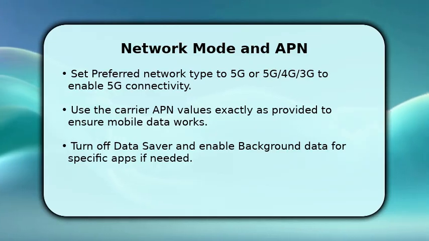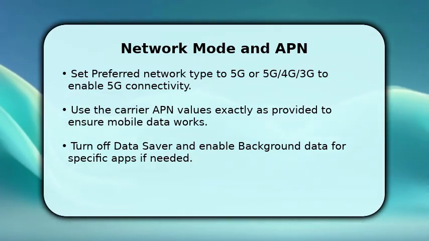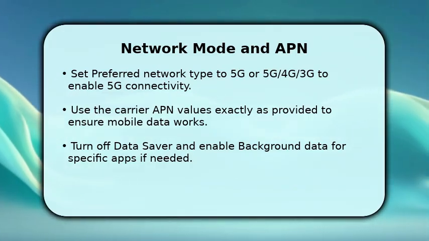Save the APN, select it, and restart mobile data to apply settings. Also open data usage and disable data saver if you want unrestricted background 5G traffic.